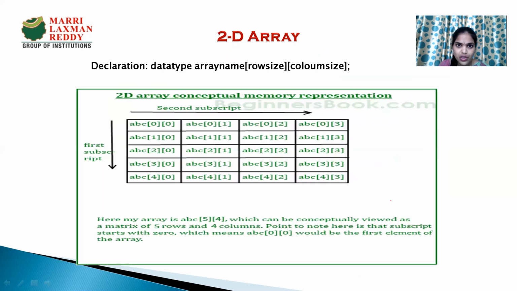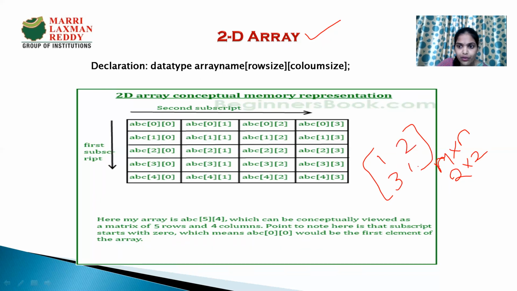Coming to the two-dimensional array, generally this is used in the form of a matrix. If you want to store the elements in the form of a matrix, like an m by n matrix, suppose I give 2 by 2 order, it stores 4 elements into that matrix. If you want to store the values in the form of a matrix, then we use this two-dimensional array, where m represents the number of rows and n represents the columns.